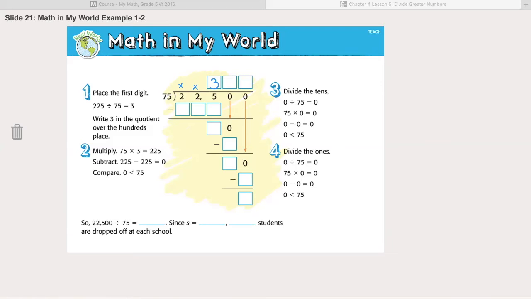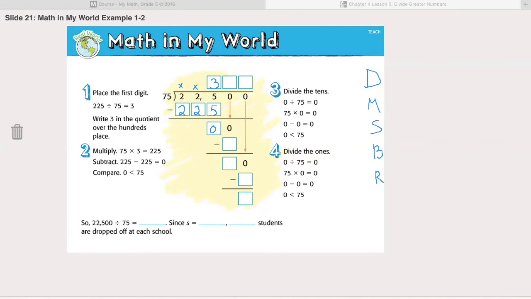We must always remember that division is repeated subtraction in the same way that multiplication is repeated addition. In order to figure out 3 times 75, I just need to know 75 plus 75 plus 75. In this case, 3 times 75 is exactly 225. Okay? So 3 times 75 is 225. 225 minus 225 is 0. I have now done divide, multiply, and subtract.